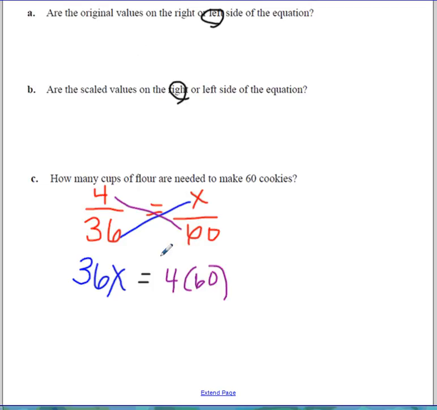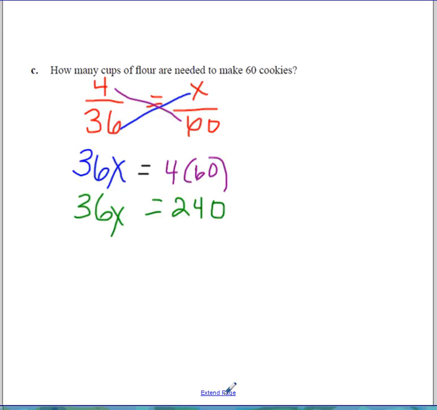The way it stands, we can't do anything with the 36x, but we can simplify our 4 times 60. That's our next step. We're going to do 36 times x equals 240. What we want to do is get x by itself. That's the goal. Whenever you're trying to get a variable by itself, you're undoing what's being done. We're peeling away what's being done to single out the x.